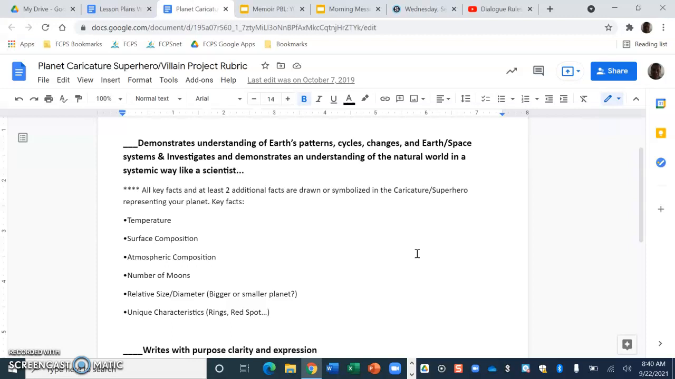Relative size and diameter. If it's a bigger planet like Jupiter or Saturn, you need to make it large. If it's a smaller planet like Mercury or Venus, you need to make it smaller. Unique characteristics. Unique characteristics would be anything that is unique to the planet.